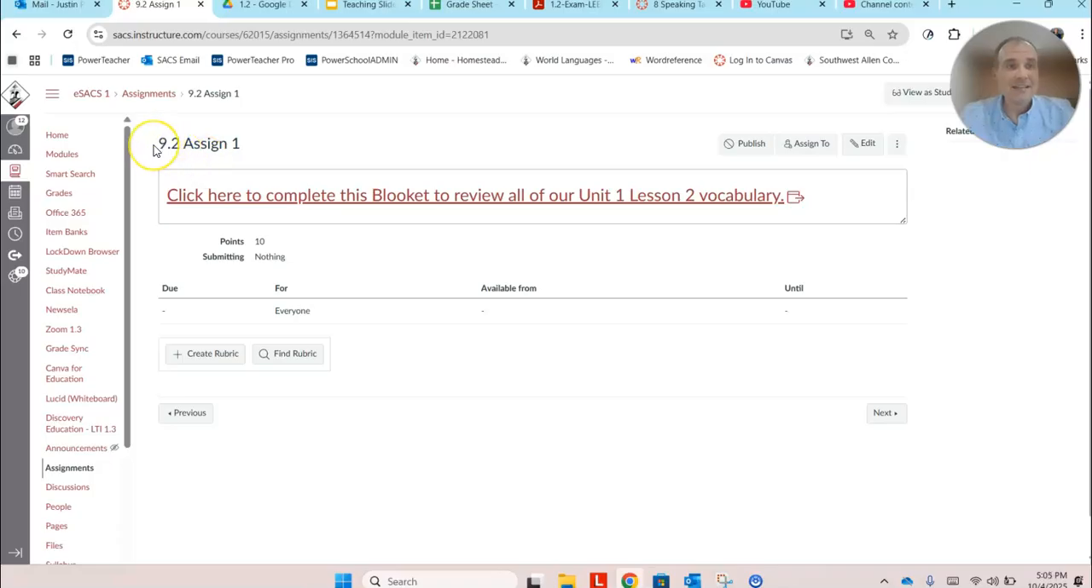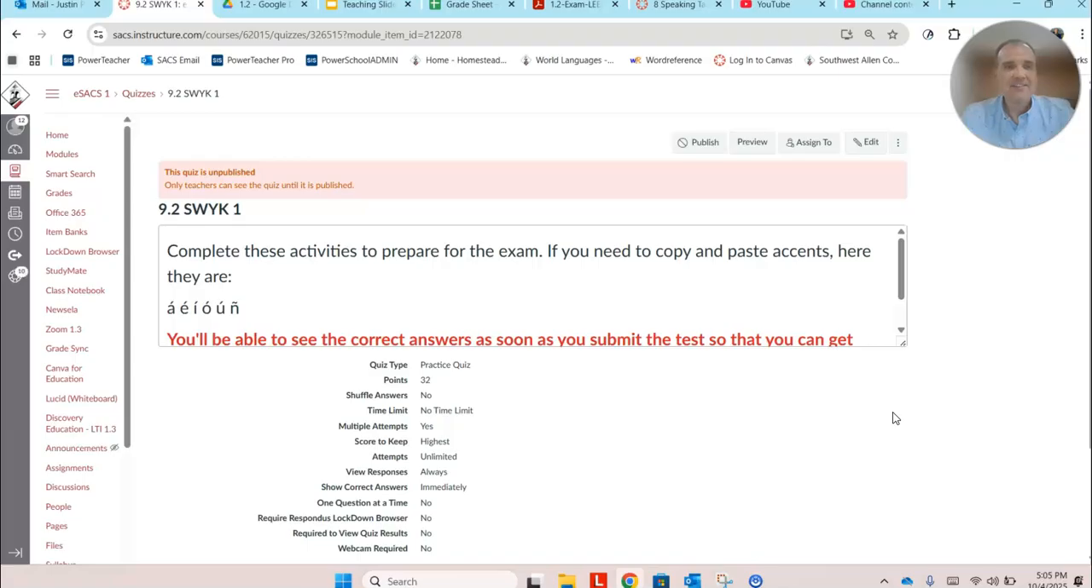The first activity is 9.2 Assign 1. This is the booklet to review all of our vocab from Unit 1, Lesson 2, because all those words will be appearing on the exam in some way, so we want to make sure you're really good with your vocabulary. Once you work through that booklet and submit that, the next thing you're going to move on to is a practice for the exam. And it says here, complete these activities to prepare for the exam. If you need to copy and paste the accents, here they are.